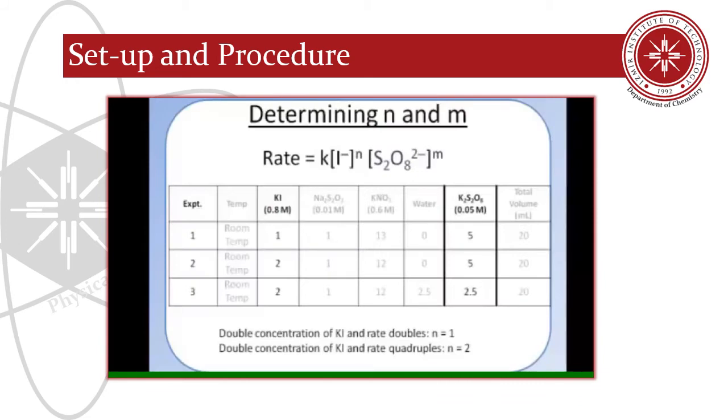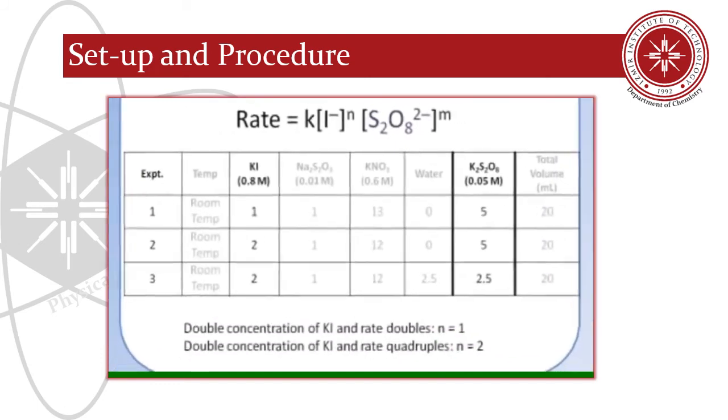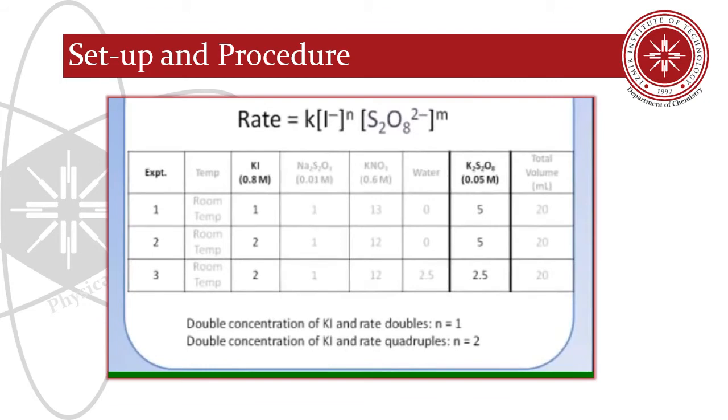If we look closely again, going from experiment 1 to experiment 2, we doubled the concentration of iodide and the rate doubled, or the time taken halved. In going from experiment 2 to experiment 3, we halved the concentration of persulfate, kept the iodide constant, and the rate halved, as the time taken doubled. So we can derive information about the order of reaction with respect to iodide, N, and persulfate, M, from these experiments.